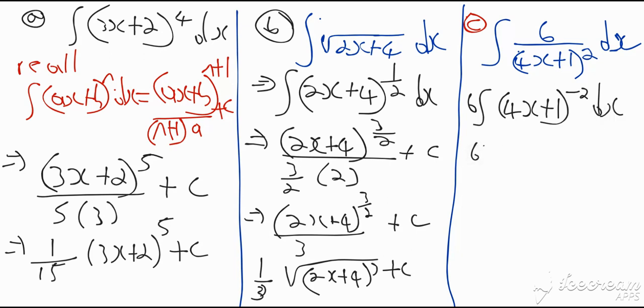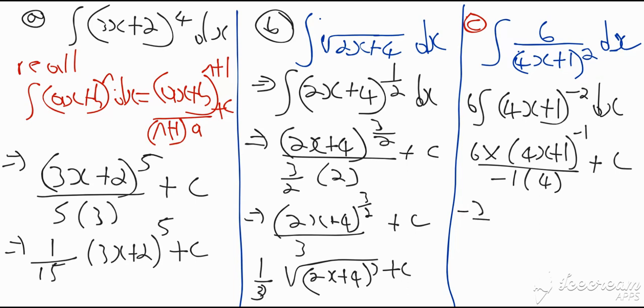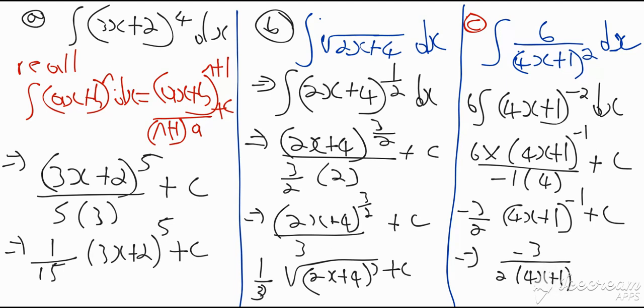We'll go right ahead and integrate. So we have 6 times, if we add 1 to that power, I'm going to have (4x + 1) to the negative 1, all over negative 1 times the coefficient of the x, which is 4, plus c. Now we don't want to leave it like this, so we can simplify this. This will become 6 over negative 4, which I can just say negative 3 over 2. We have (4x + 1) raised to the negative 1, plus c. And of course, if I wanted, I could bring this down. So I could say negative 3 over 2 times (4x + 1), plus c.